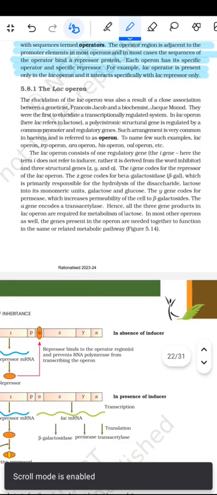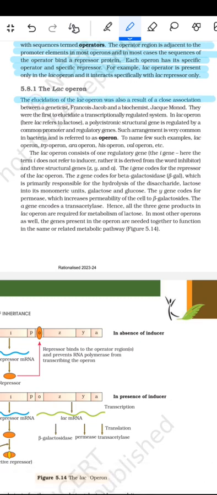Then comes the lac operon. The elucidation of the lac operon was a result of the close association between the geneticist Francois Jacob and the biochemist Jacques Monod. They elucidated the first transcriptionally regulated system, the lac operon.